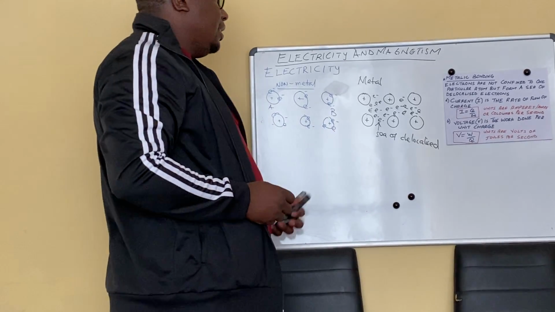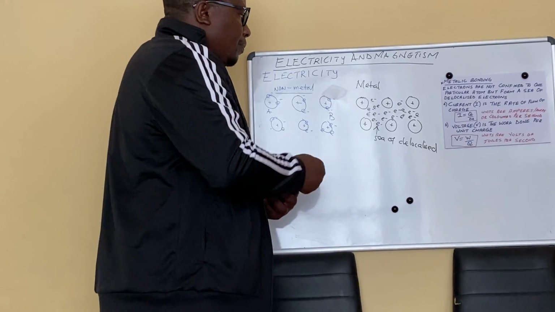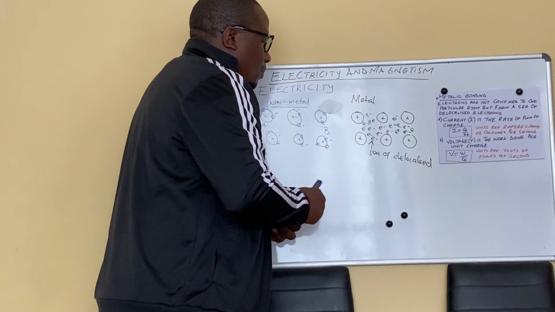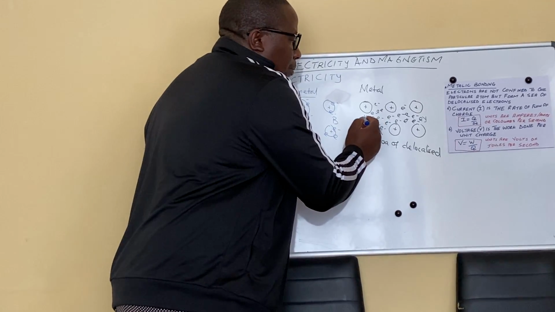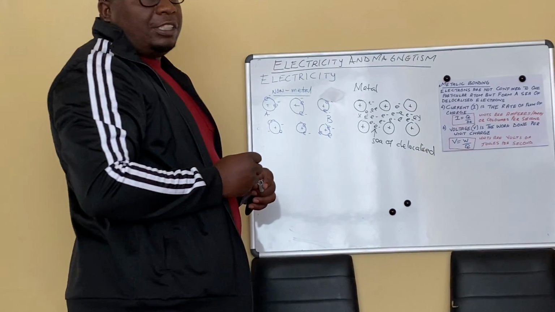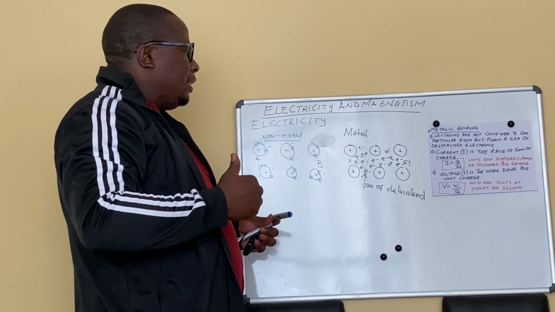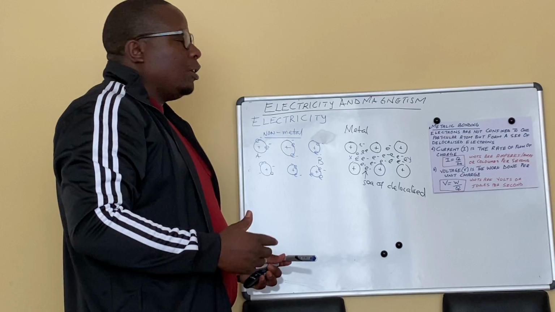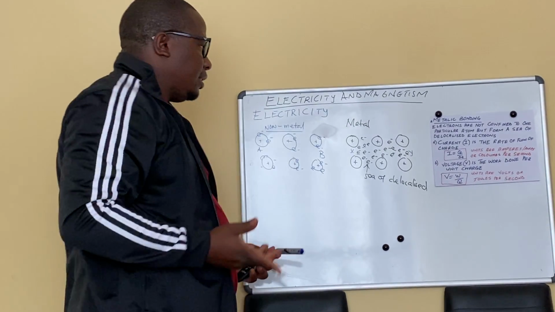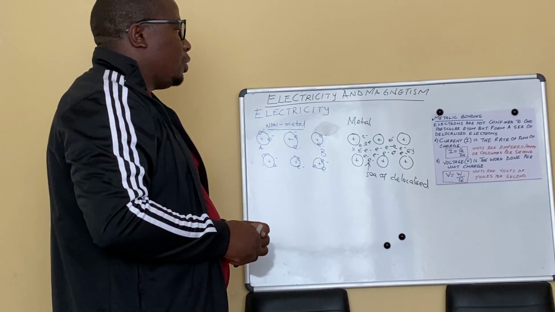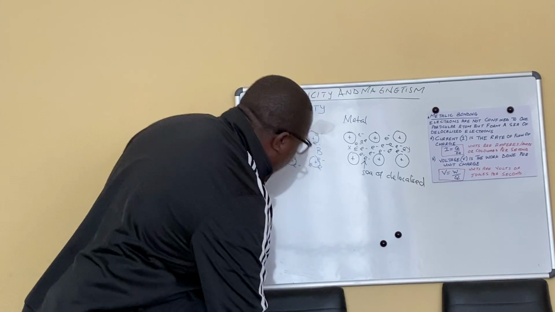So when that is the case, it means now these electrons are able to move from point X to point Y. If an electron can move from point X to point Y, it carries charge. As an electron moves, it carries charge. And then when a charge is carried through a material, we conclude that the material is able to conduct electricity. So I hope you understand that. It's a very special type of bonding that is found in metals called metallic bonding.